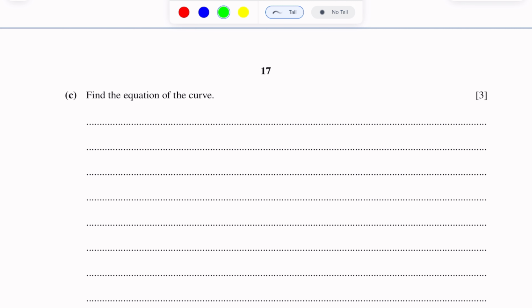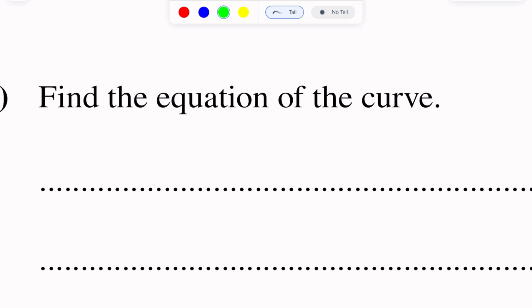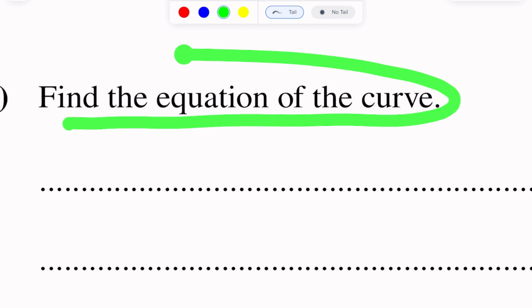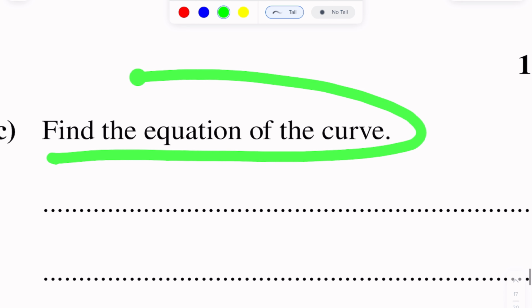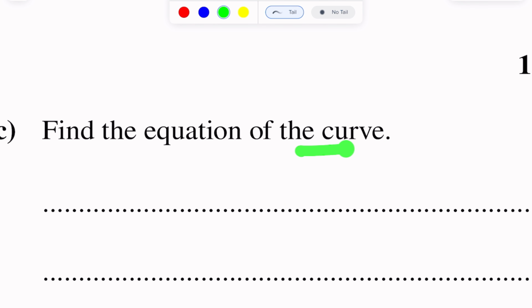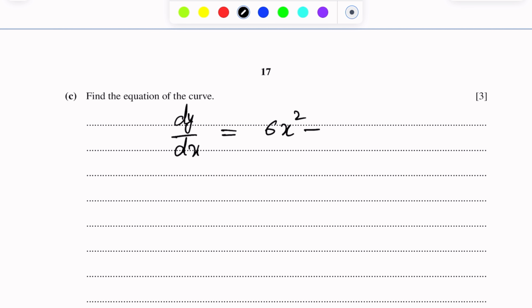Next part C of this question is find the equation of the curve. Since the gradient expression is given, we have to find the equation of the curve. So this part is a part of integration. When the gradient expression is given, we have to find the equation of the curve. We will integrate each side. So first we write here the gradient expression dy over dx, that is equal to 6x square minus 30x plus 24.